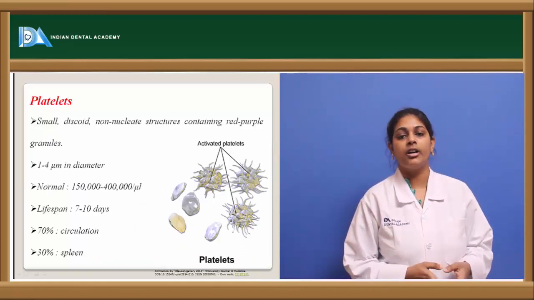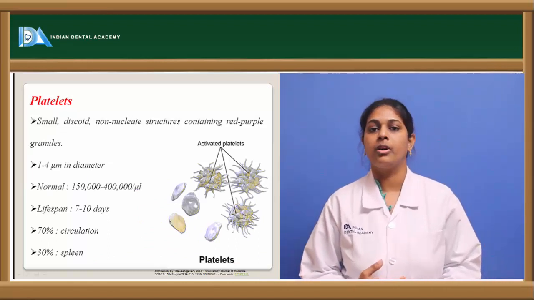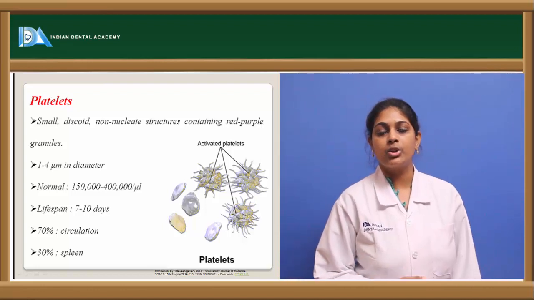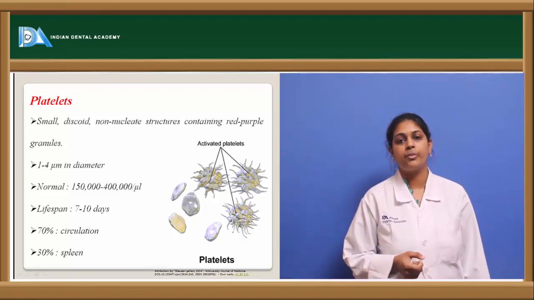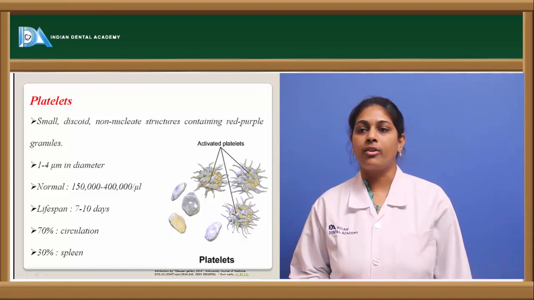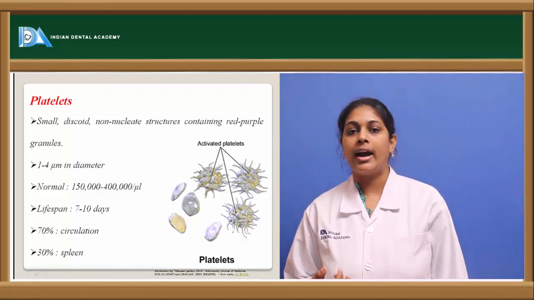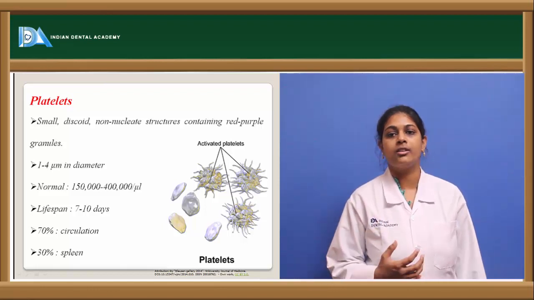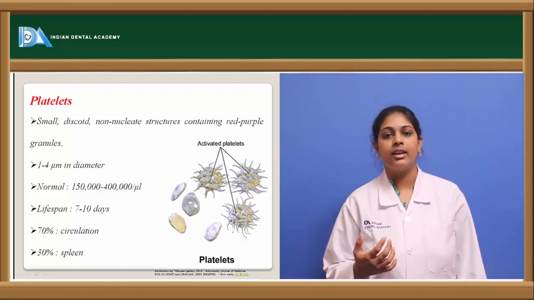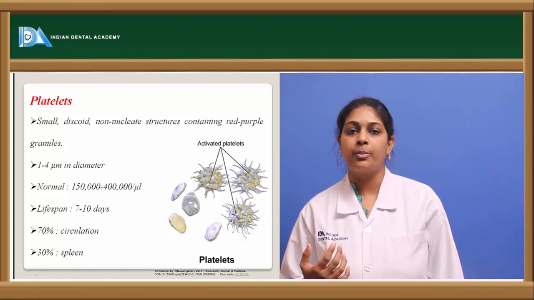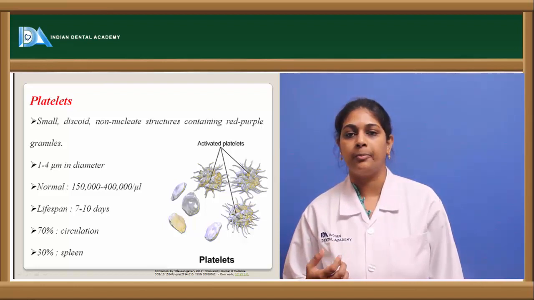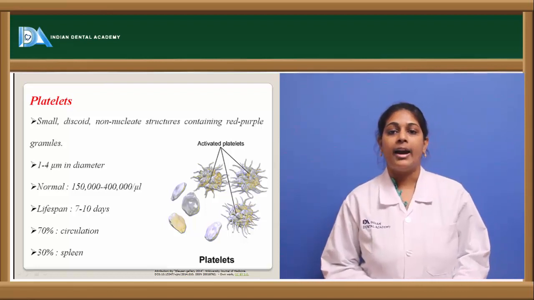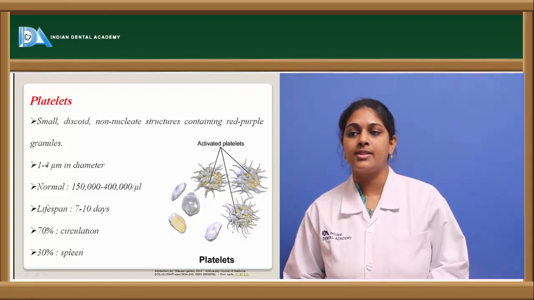Coming to platelets, it is important to know what a platelet is before knowing how a platelet disorder approaches. Platelets are cells present within the blood, and morphologically they are small, discoid, and do not have any nucleus within them. So they are known as non-nucleated structures, and on staining they appear red purple because of the granules present in them. And they measure 1 to 4 micrometers in diameter.